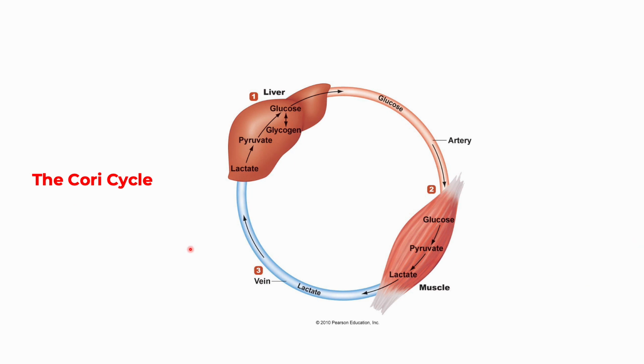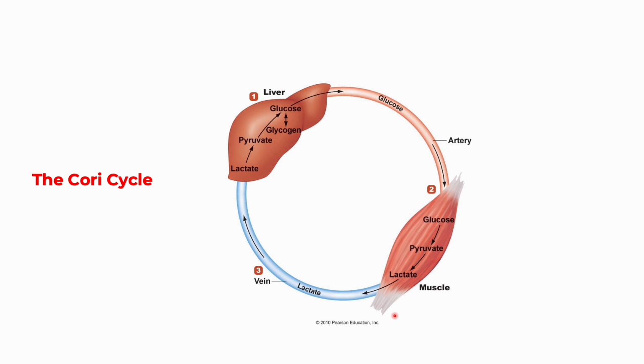All right, so what is this Cori cycle? This is a metabolic pathway in the liver that plays a key role in maintaining blood glucose levels. It involves the conversion of lactic acid that's produced by muscles during anaerobic metabolism into glucose, which can then be used by muscles as an energy source. So the glucose is then transported back to the muscle for use in glycolysis.